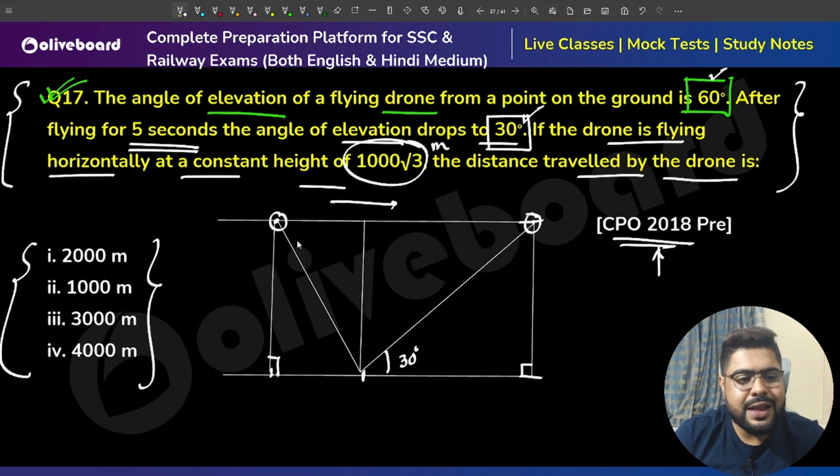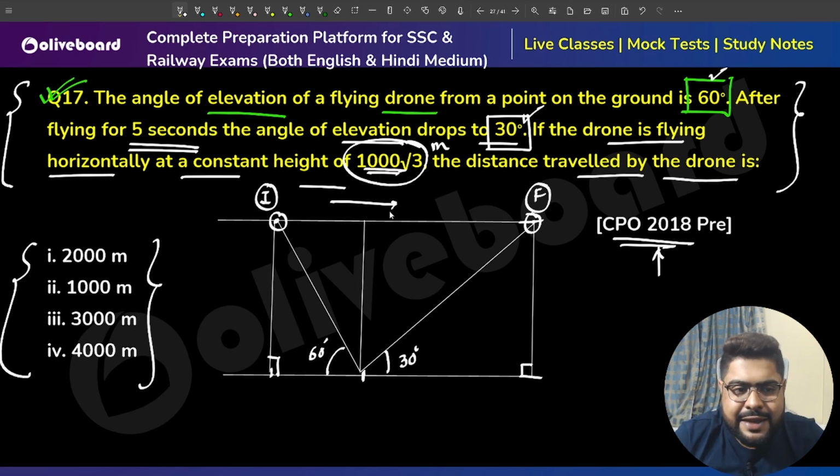Sir, 60 degrees is over here. 60 degrees is over here. I'm taking both the times the drone flying in this direction. This is the initial point. This is the final point. Clear, sir?